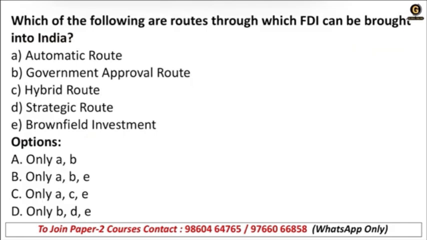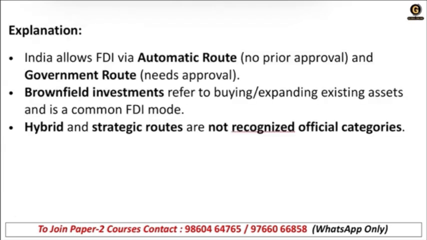Next, which of the following are routes through which FDI can be brought into India? Automatic route, government approval route, hybrid route, strategic route, or brownfield investment? Correct. Right answer is option B, that is ABE. Hybrid route and strategic route are not considered. India allows FDI via the automatic route, with no prior approval. And the government route needs approval, that we have discussed in the theory session.